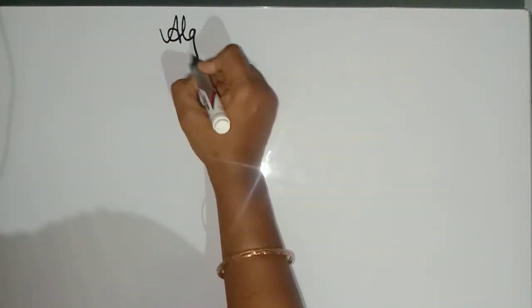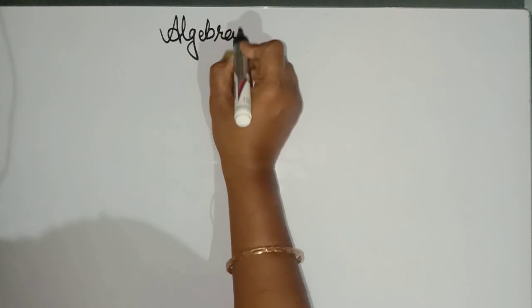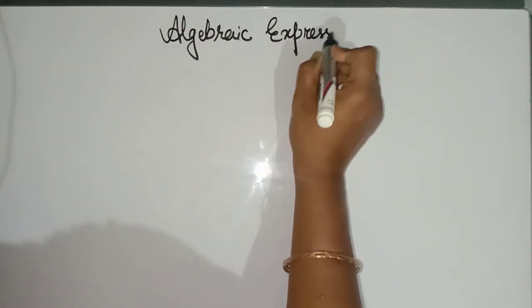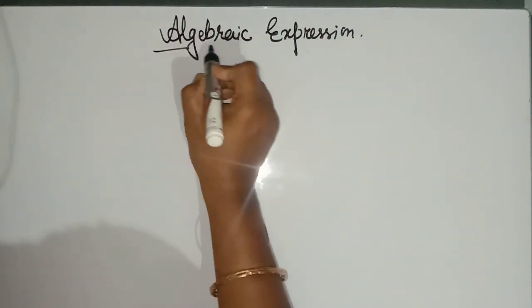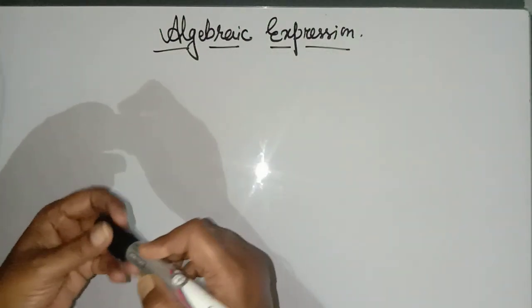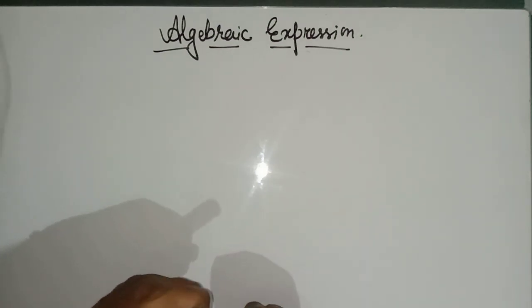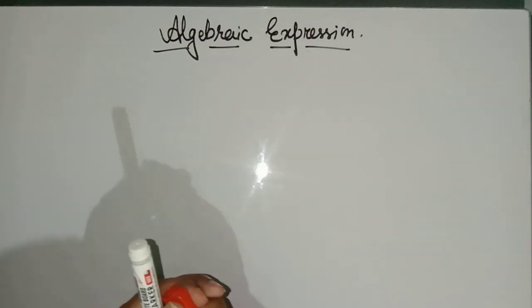Today I am going to discuss algebraic expressions. Here in this chapter, today you are going to find out the variables, the factors, the terms, the like terms and unlike terms. Okay, so let us discuss again what are algebraic expressions.